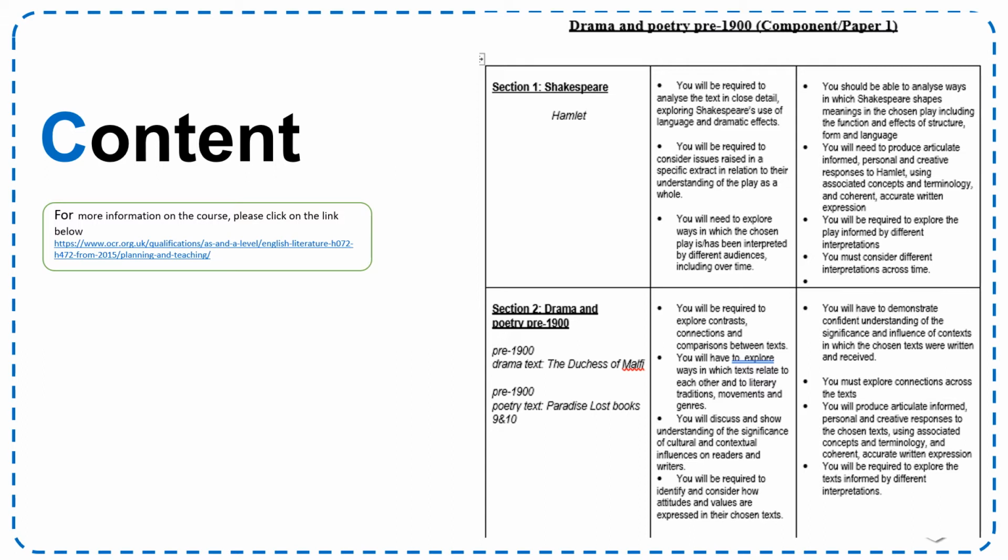As for the drama and poetry section, where students will be expected to study the Duchess of Malfi and Paradise Lost, books 9 and 10, they'll be expected to explore contrasts, connections and comparisons between those texts. They'll be expected to explore ways in which texts relate to each other and to literary traditions, movements, and genres. They'll be discussing how they understand the significance of cultural and contextual influences on readers and writers, and they'll also be expected to identify and consider how attitudes and values are expressed in the chosen text.